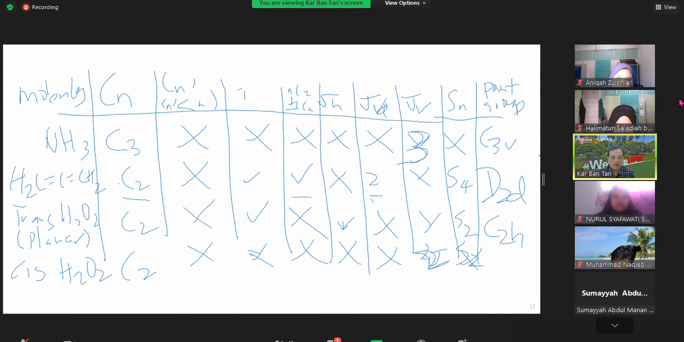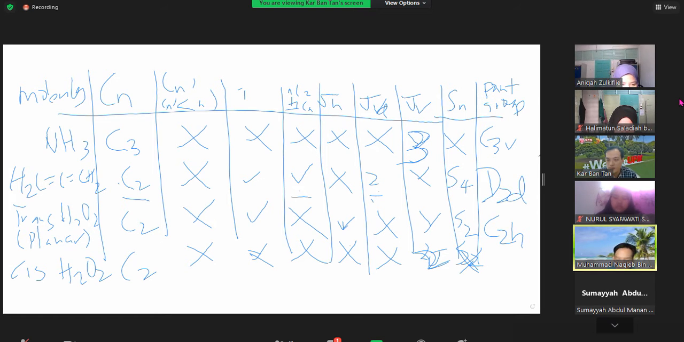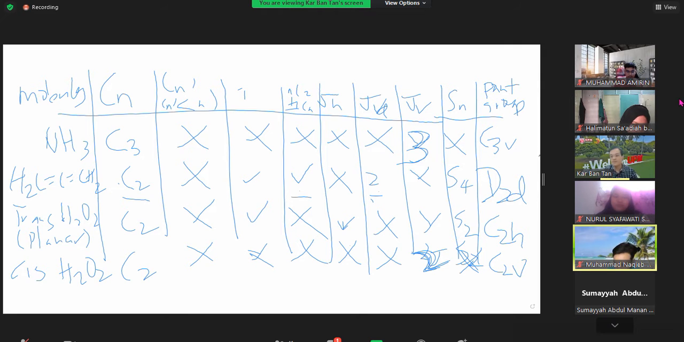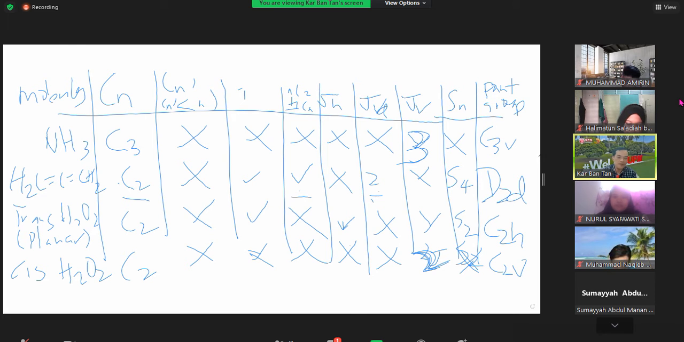Whereby just now we said the trans. If you rotate C2, yes, right? Because this way your imaginary sigma h here, this one reflects to the bottom, this one reflects to the top. So yes, but this one no. What will be the point group? C2V. Okay, C2V. Very easy.